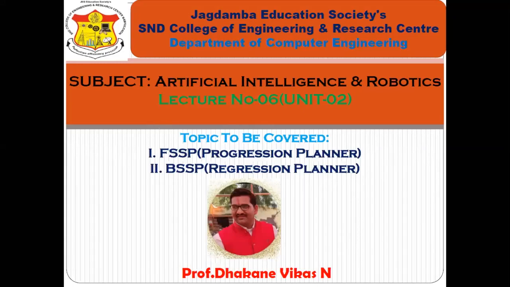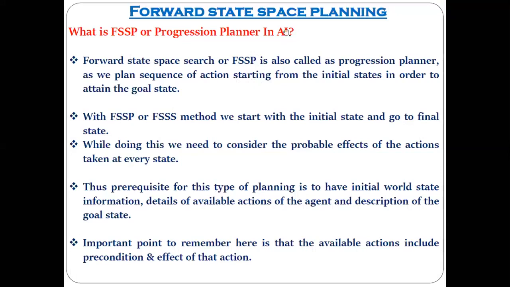Forward state space planning, which is also referred to as the progression planner. And the second point is backward state space planning, which is also referred to as the regression planner. As I said, forward state space planning, FSSP in short, or the progression planner, is related to the previous concept that we studied. That was nothing but our forward chaining. I hope all of you remember the concept of forward chaining.